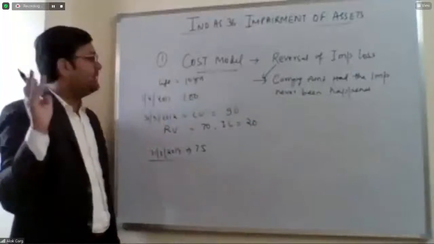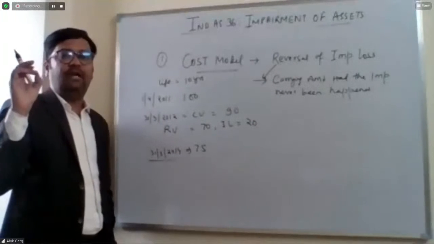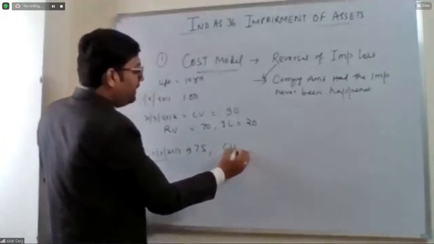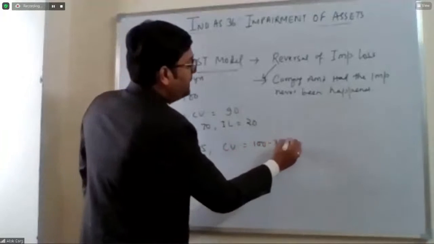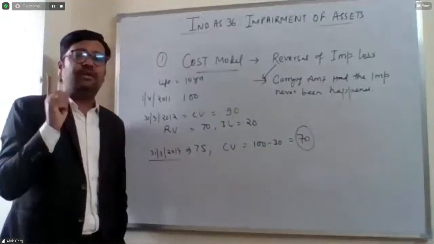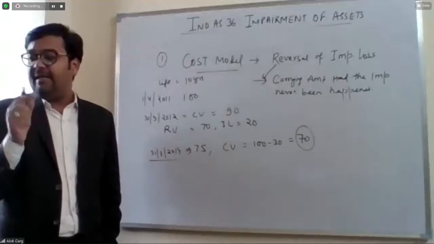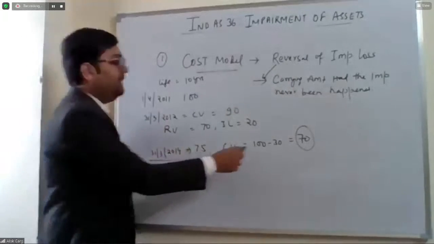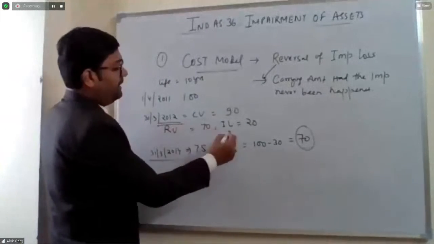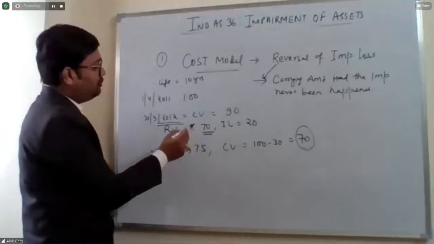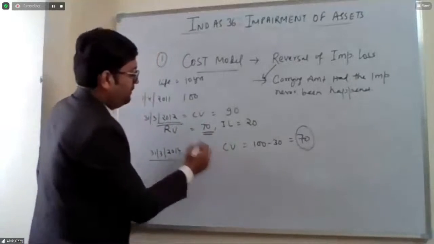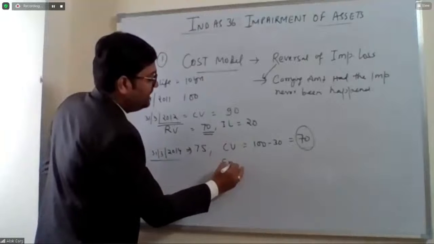So there will be 3 years of depreciation: 2012, 2013, 2014. So the carrying value had the impairment never occurred is 100 minus 30 is equal to 70. So the carrying value as on 31st March 2014, had the impairment never occurred, will be 70. What is the carrying value as of now? So on 31st March 2012, the recoverable value is 70. So this 70 has to be depreciated over a period of 9 years. Then what is the actual, existing carrying value?